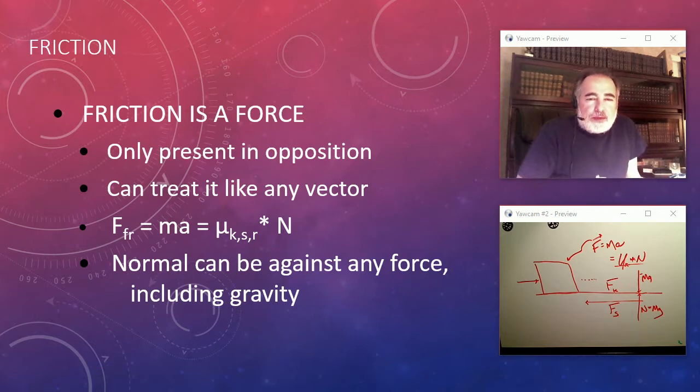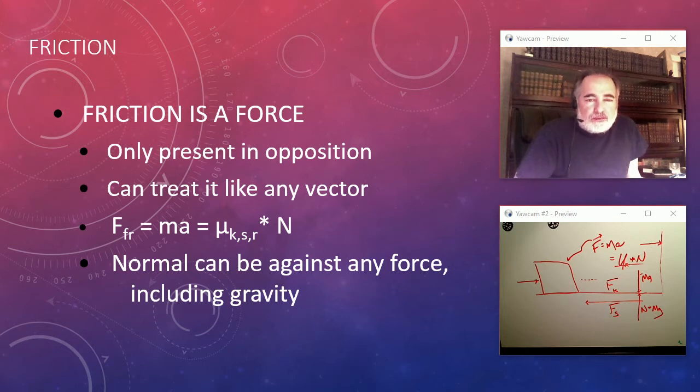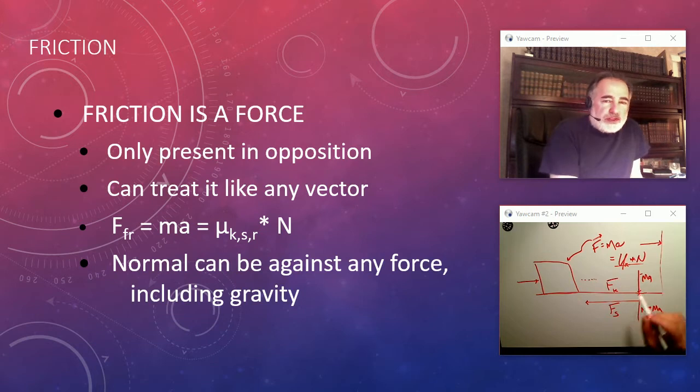The normal can be against any force, including gravity. If I threw something up against a wall, for instance, the wall is going to oppose that force. That is what the normal is. So, as we've defined the normal force, it can be set against any force, including gravity, as we have in this case.